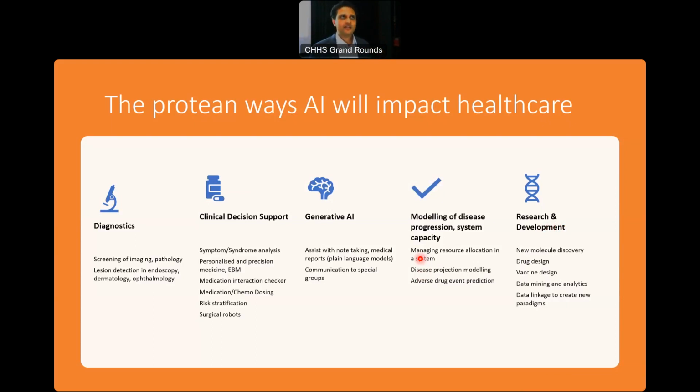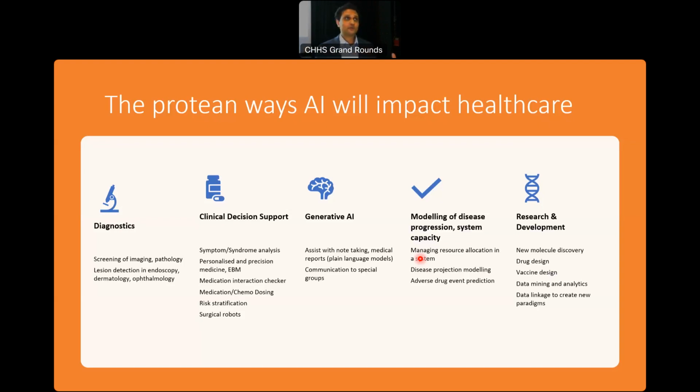So essentially, anything that involves data and data storage and big data, there'll be an AI function or an AI model of care. So the main categories for AI at the moment are in diagnostics, clinical decision support, and generative AI, where we're producing new text or novel communication. We might do modeling of disease progression or modeling of system capacity.